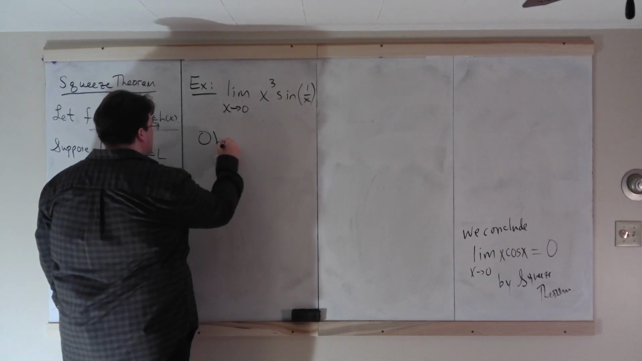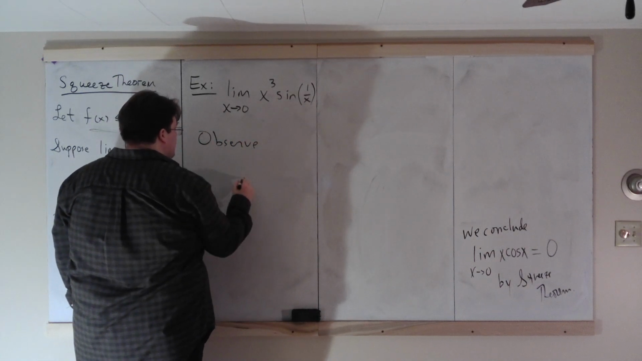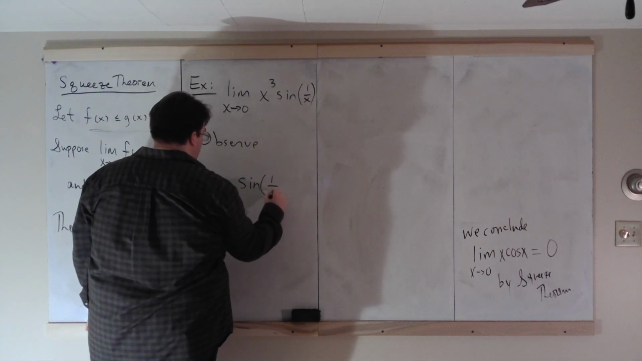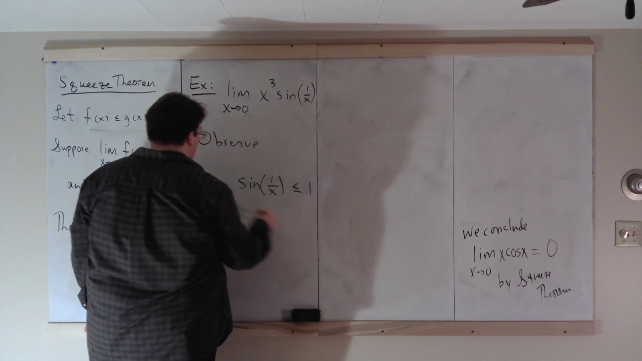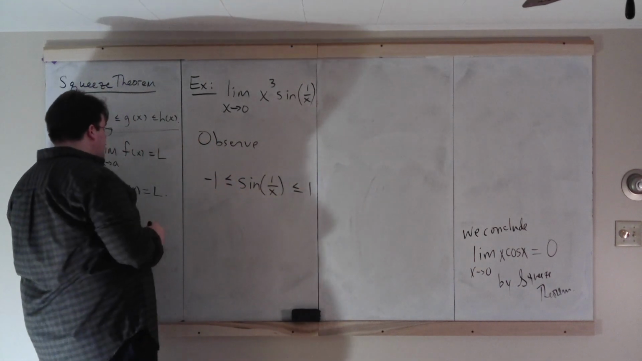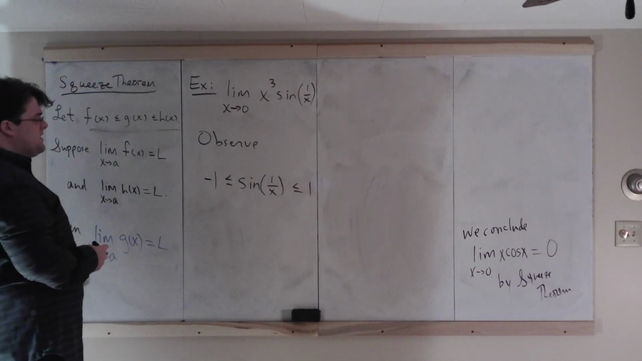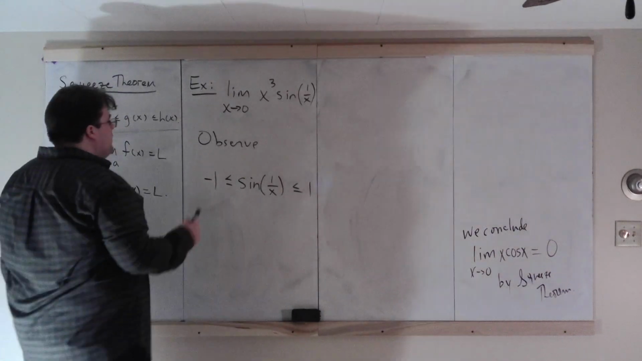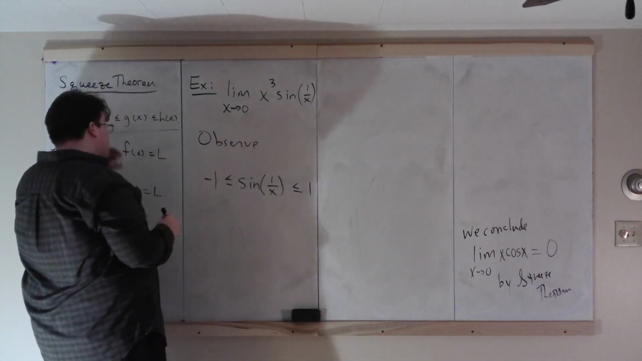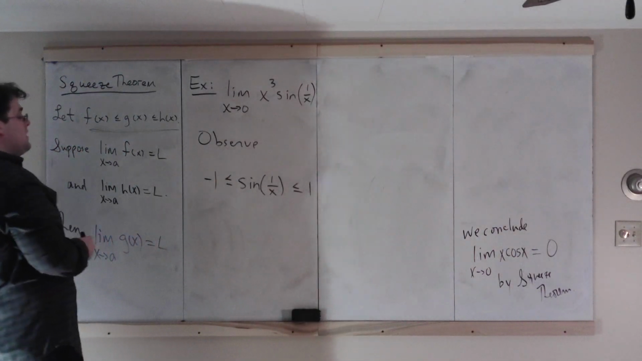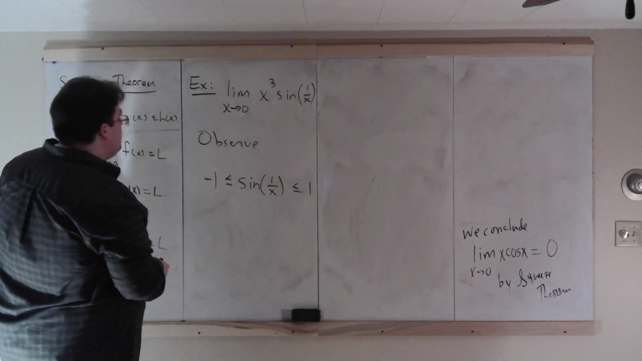because sine is also bounded by 1 and negative 1. Sine of 1 over x isn't defined at 0, but we don't care what happens at 0. It's defined everywhere else, so we can set up that inequality.